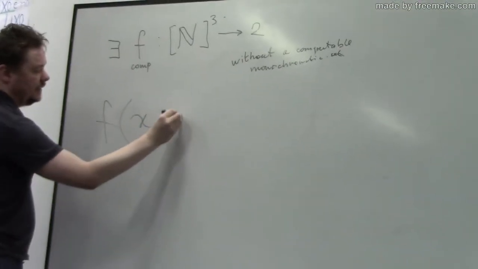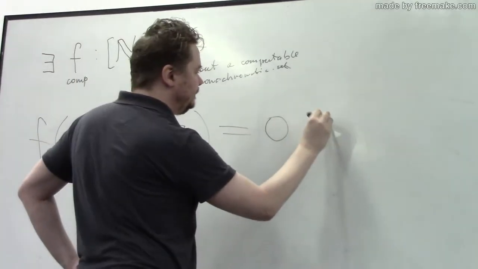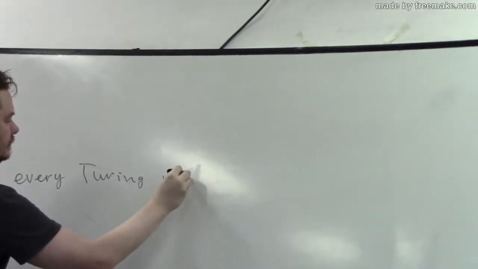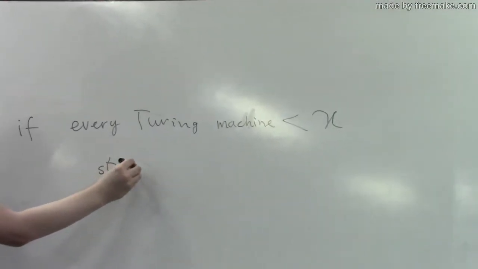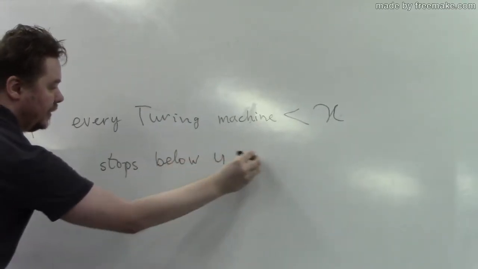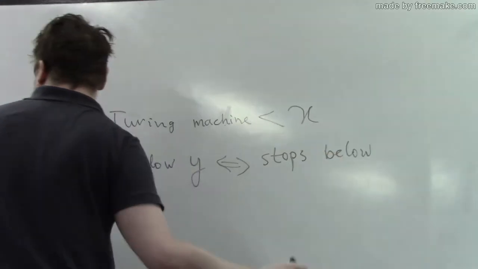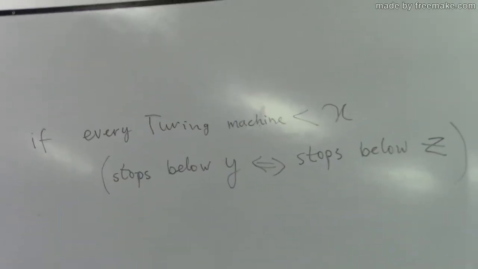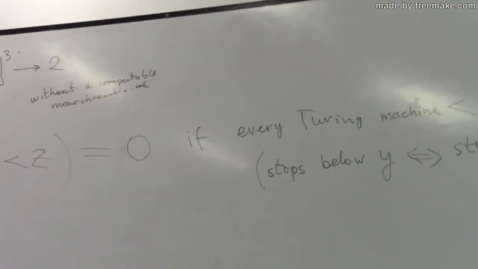F of x less than y less than z is equal to zero if every computer program, every Turing machine below x stops below y if and only if it stops below z. Clearly a computable coloring, because for an actual Turing machine you can run it for y steps, and you can run it for z steps. And one otherwise.